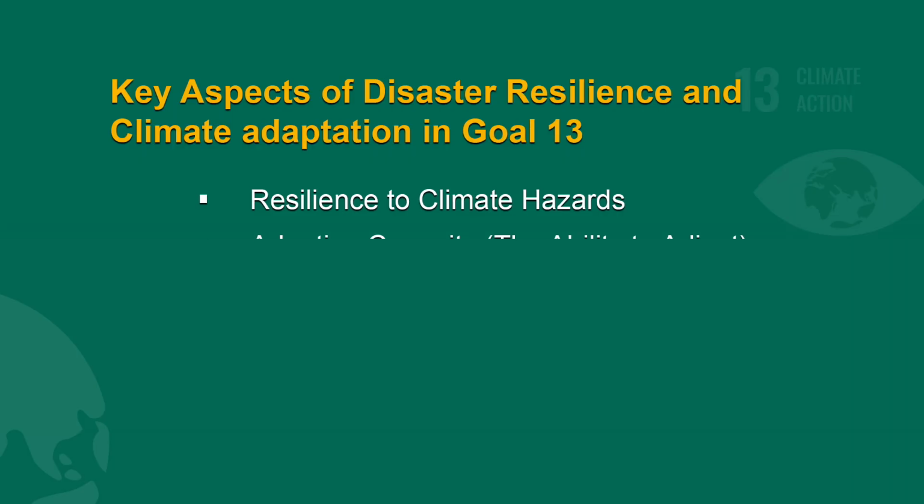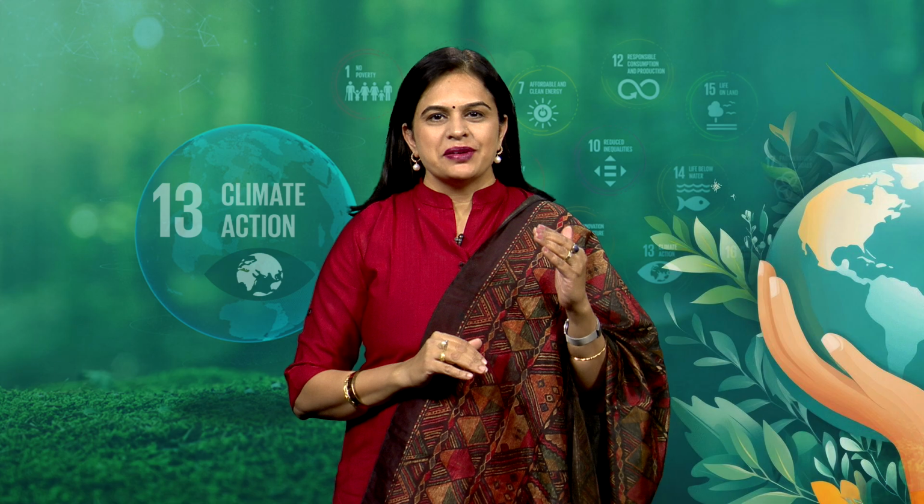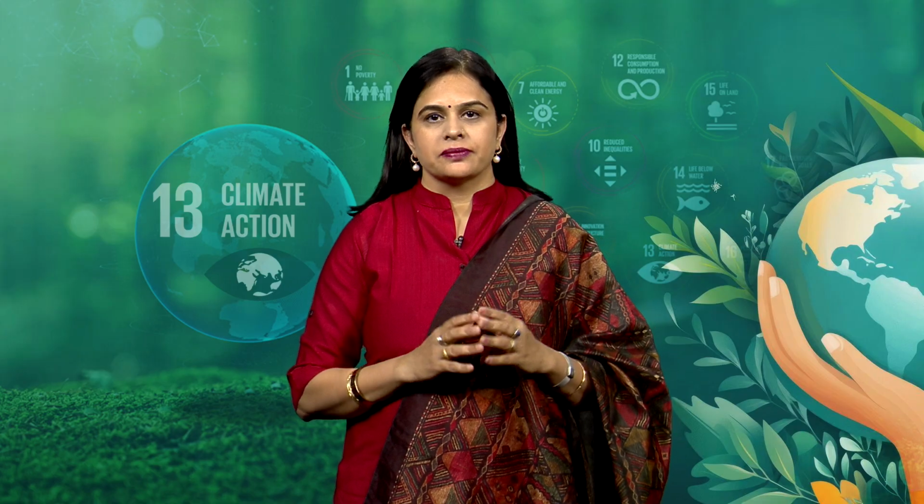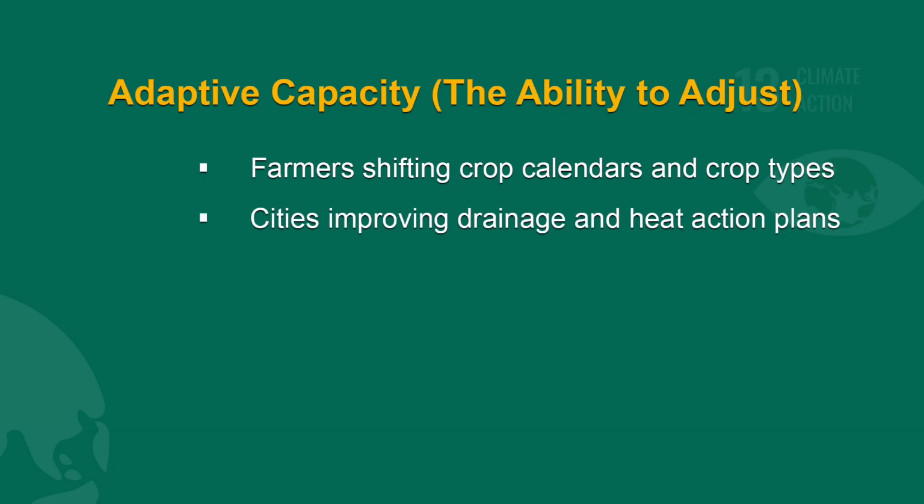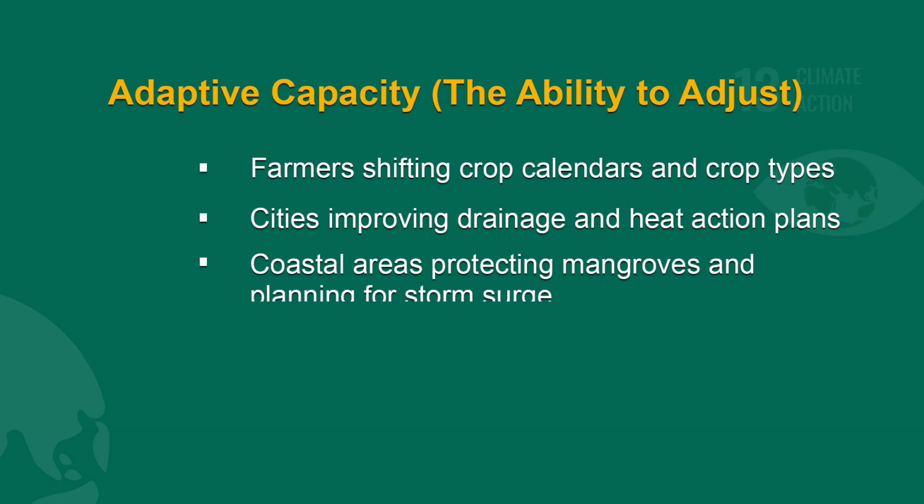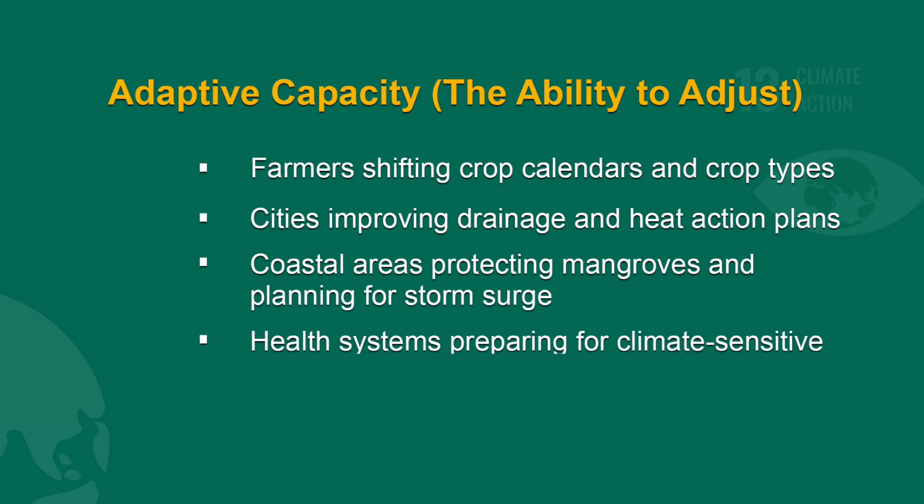Obviously no. And that is why there is a need to understand adaptive capacity, which I have also described in my previous lectures. Adaptation is basically adjusting systems so that climate impacts hurt less. Farmers shifting crop calendar and crop types, cities improving drainage and heat action plans, coastal areas protecting mangroves and planning for storm surge, health systems preparing for climate-sensitive diseases. And SDG 13 is telling countries, don't just react after a disaster, build capacity before it hits.